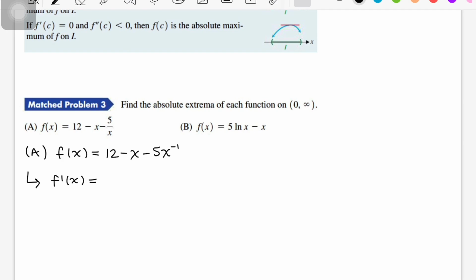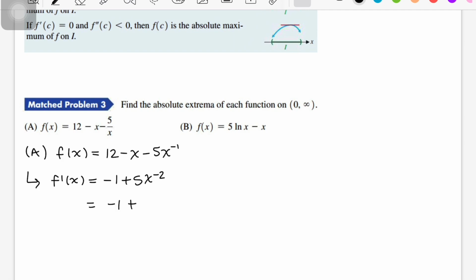All right, so the derivative of this guy, we know 12 is going to be 0. The derivative of this will be minus 1. And then using power rule, we'll bring this minus 1 in front and multiply by this minus 5. So this gives us a positive 5. And then we have x to the power minus 1, minus 1. So minus 2.